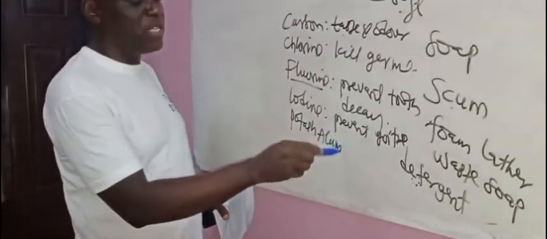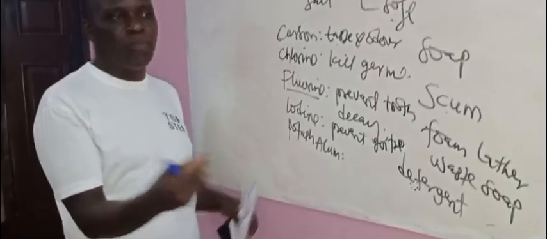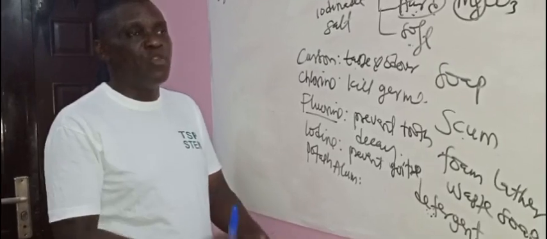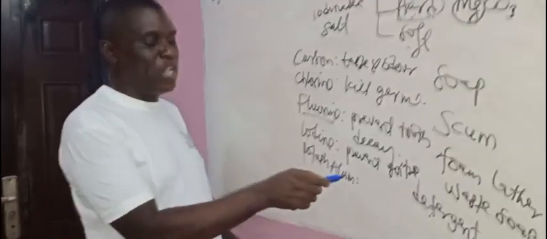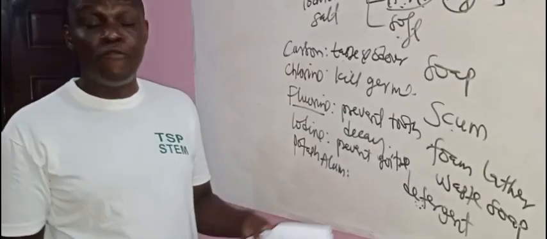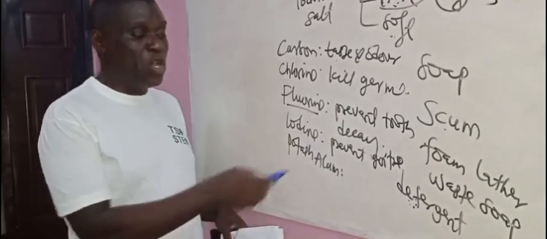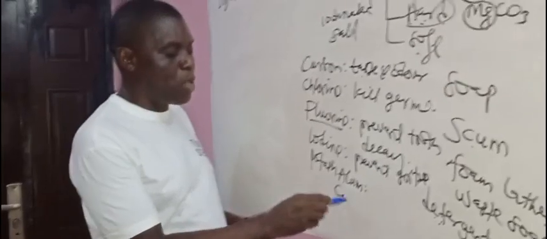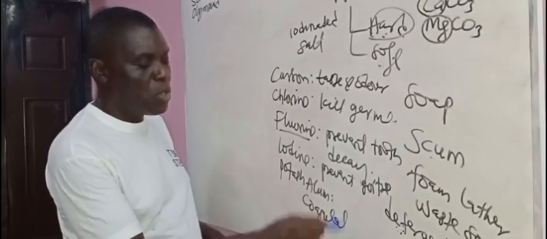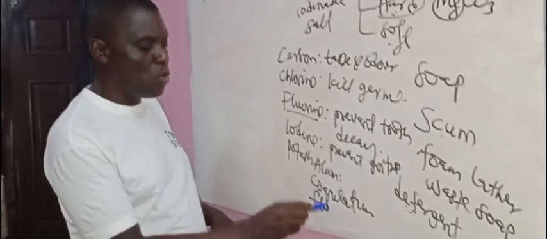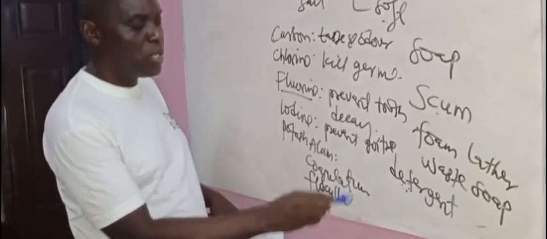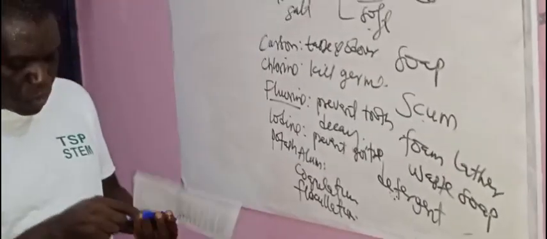Potash alum is used to settle down particles inside water, to bring them together, to form a solid so that they'll be able to settle down and you'll be able to filter or decant the water. So potash alum brings together invisible small particles inside water in the process called coagulation or flocculation. Take note of that. So this is very important for you to note.